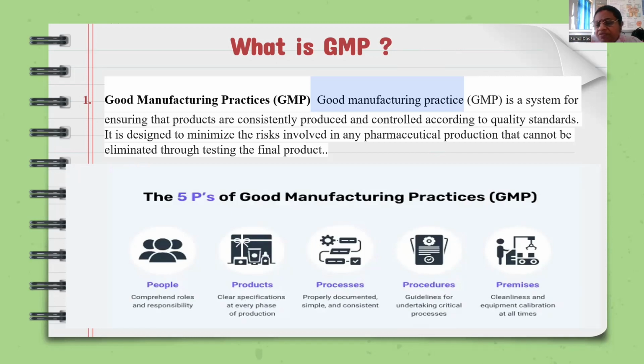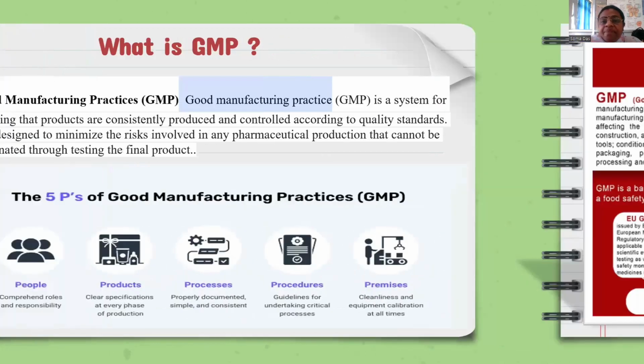Procedures for the critical process, whatever we have to undertake, and we have to take care of the protocols, and of course cleanliness, equipment calibration, and also validation. So equipment calibration notes and all, we have to document, and cleanliness we have to document. So documentation is also a very important parameter that comes under GMP.